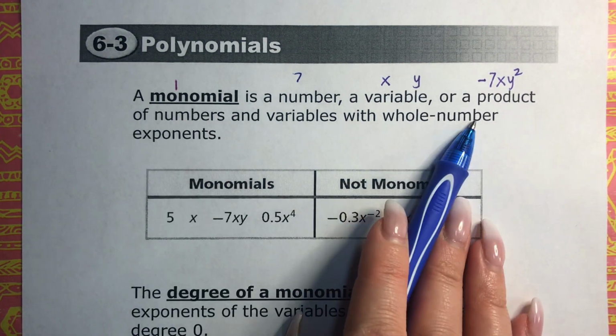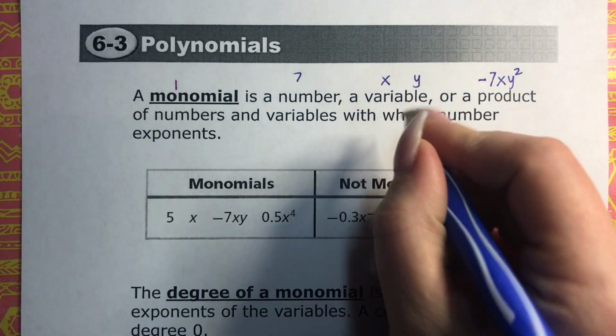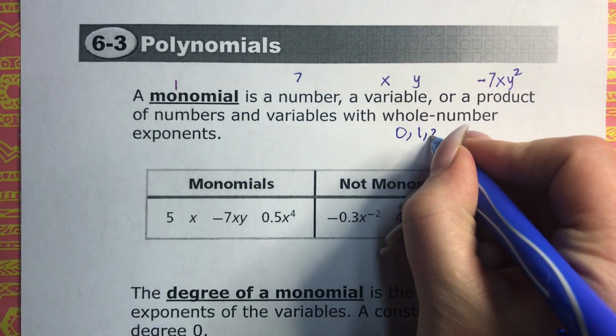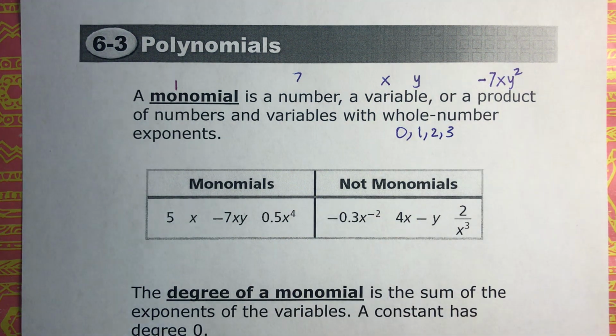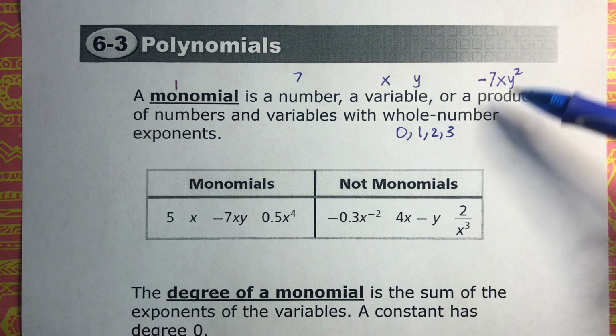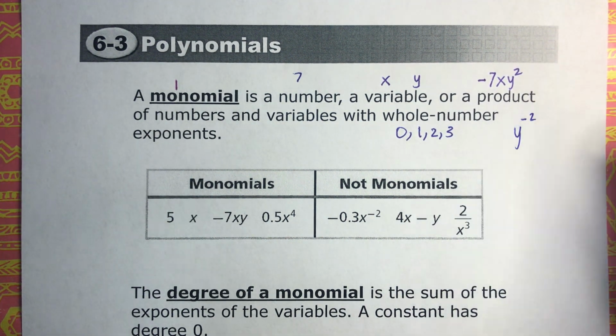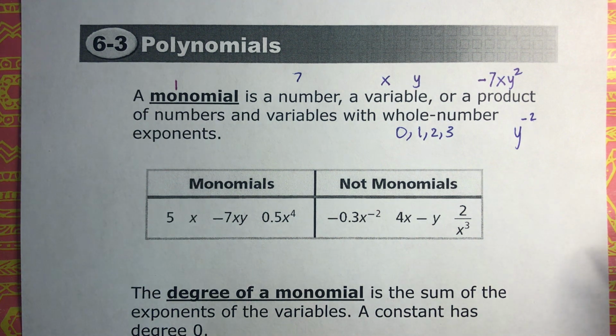Okay, so the exponents have to be whole numbers. So what does that mean? A whole number is 0, 1, 2, 3. We talked a lot about exponents. So a whole number is not a negative number. That means you can't have y to the negative 2, because that is not a whole number in the exponent. So that doesn't work.